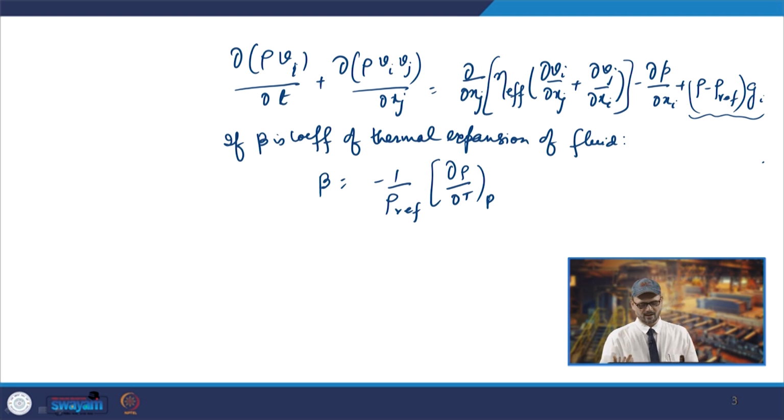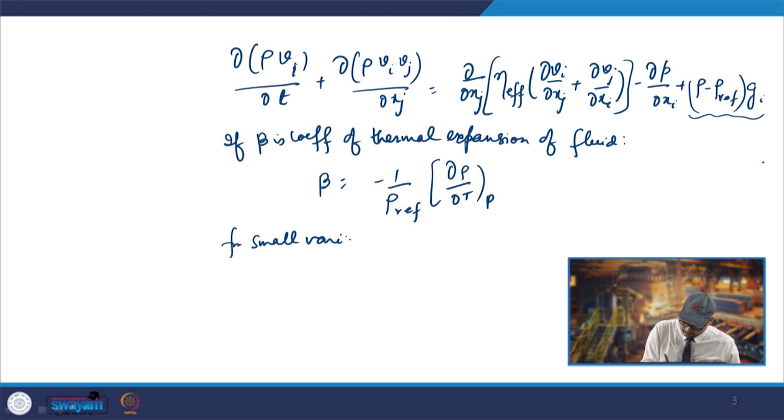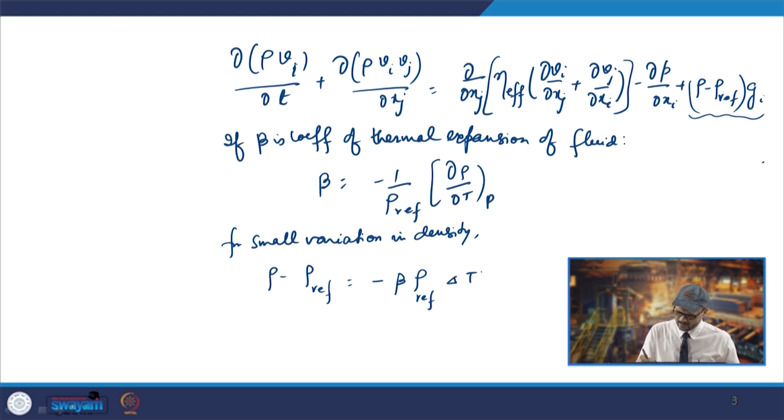Now, if you have very small variation in the density, then you can write ρ minus ρ reference as minus beta times ρ reference into delta T. So, for small variation in density, ρ minus ρ reference will be basically minus of beta times ρ reference into delta T. Now, in place of ρ minus ρ reference, we can write minus of beta ρ reference delta T, and then g_i.